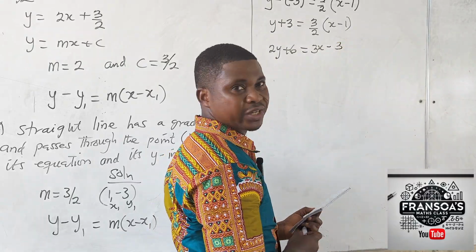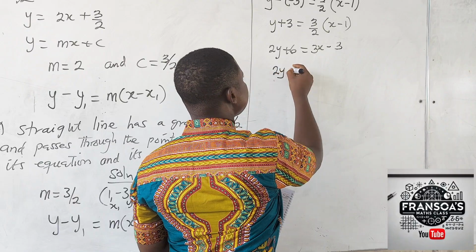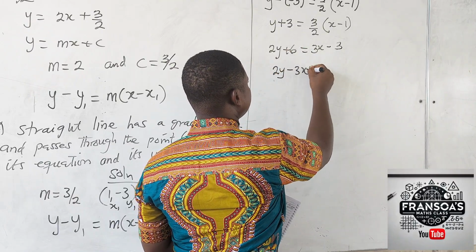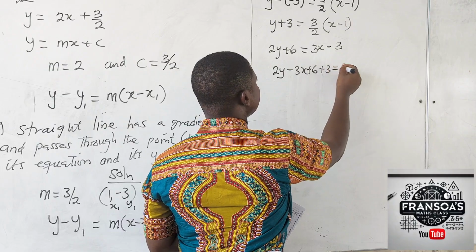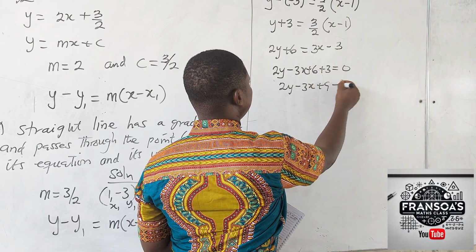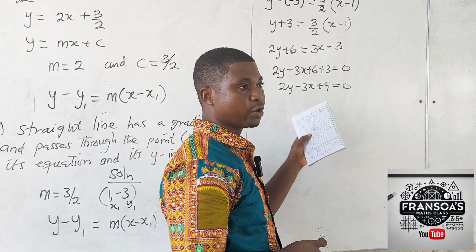So to get the general equation, you can just bring everything here, having 2y minus 3x, then 6 plus 3, which is equal to 0. So 2y minus 3x plus 9 equal to 0. This is the general form of the equation.